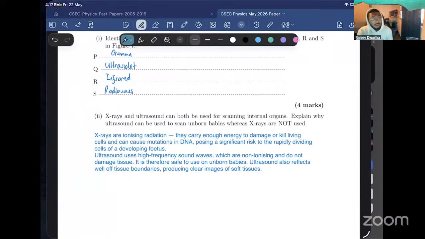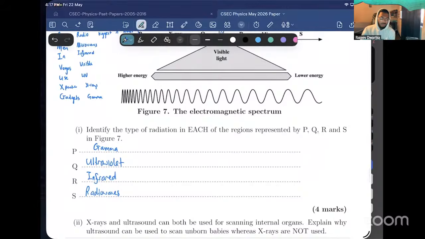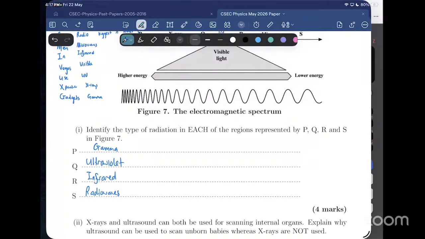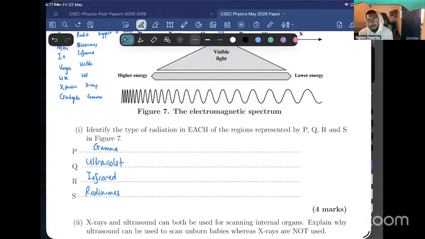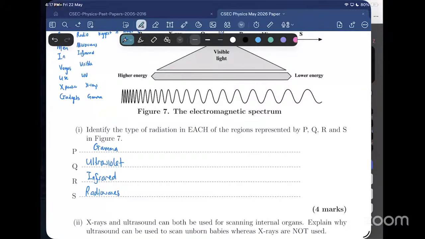X-rays and ultrasound can both be used for scanning internal organs. Explain why ultrasound can be used to scan unborn babies, whereas X-rays cannot. Which one is more ionizing, X-rays or ultrasound? X-rays. Ultrasound just uses sound, a very high frequency. Long exposure to X-rays can cause damage to the baby, even cancer.